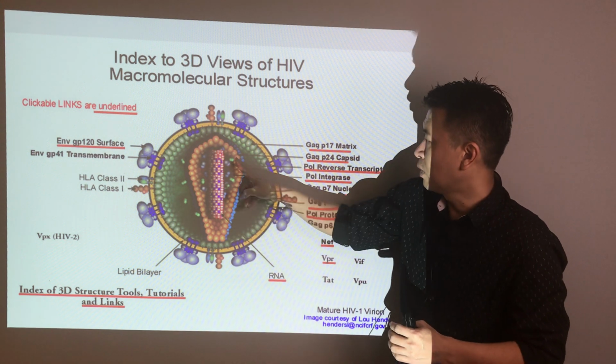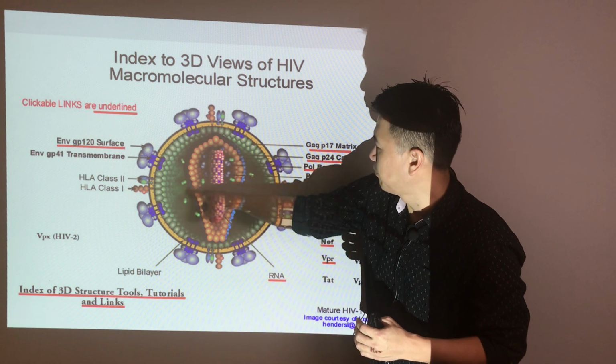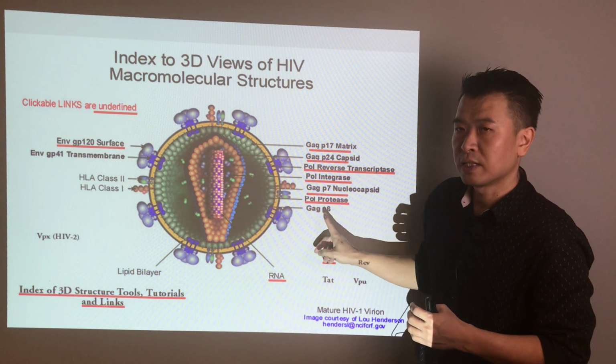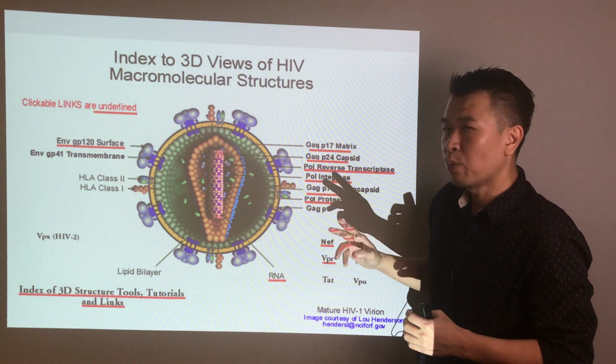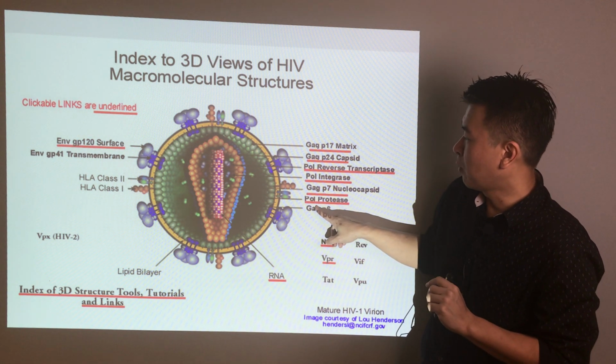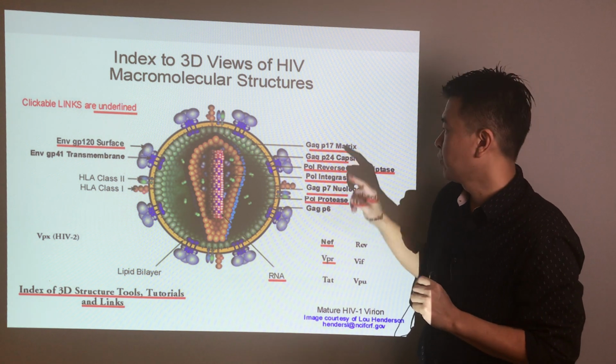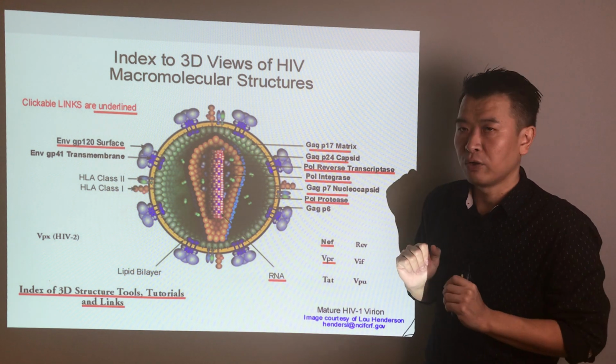All right, so outside of this capsid, the orange color is a layer of blue color, and this is the P6. All right, so now we have the GAG gene that coded for 4 proteins: P6, P7, P24, and P17. These are the 4 proteins that are coded.